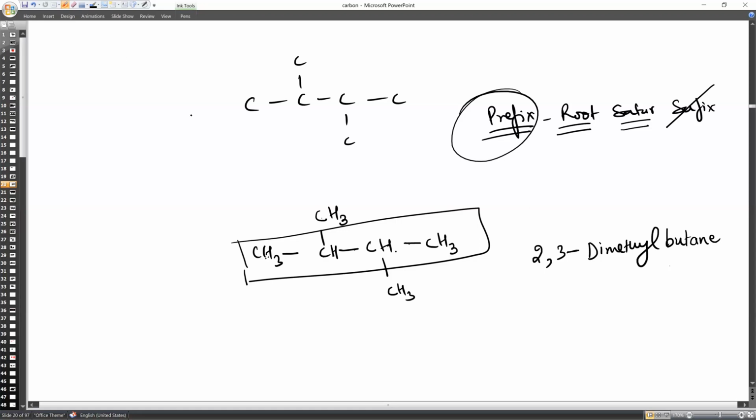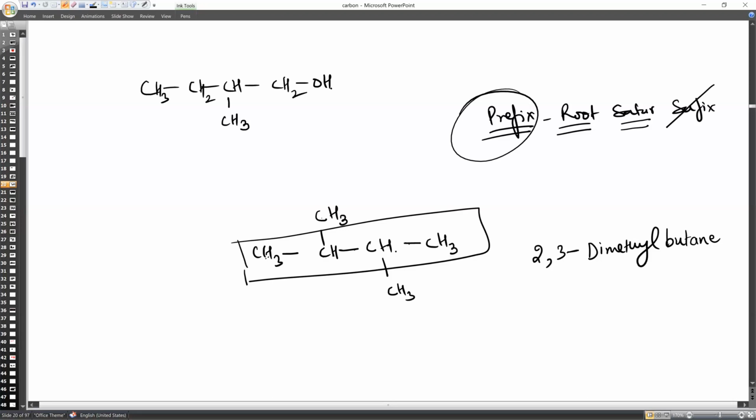Note this one and then try to write the name of this compound. Write the name of this one. Try to write the name of this compound.